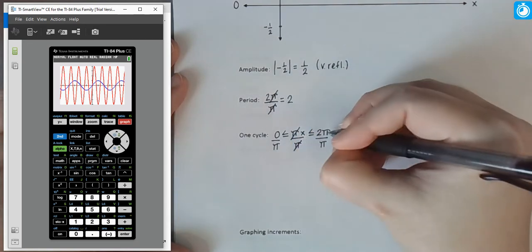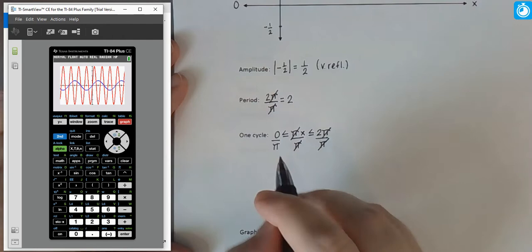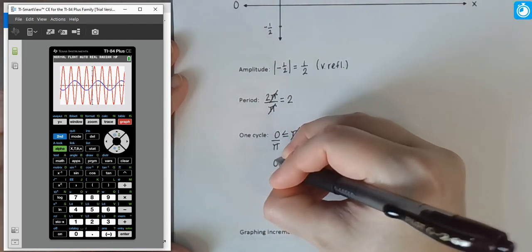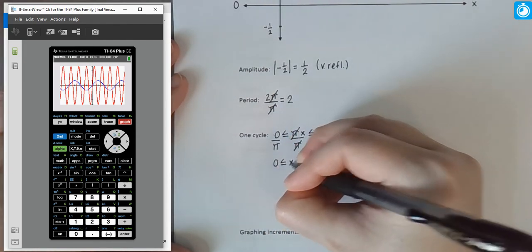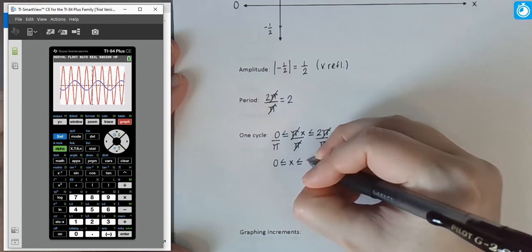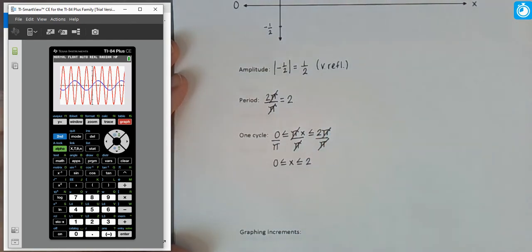So this common factor reduces, and notice it also reduces over here. 0 divided by anything is just going to be 0. So 0 is less than or equal to x, is less than or equal to 2. That tells us where our cycle is going to start and where our cycle is going to end.